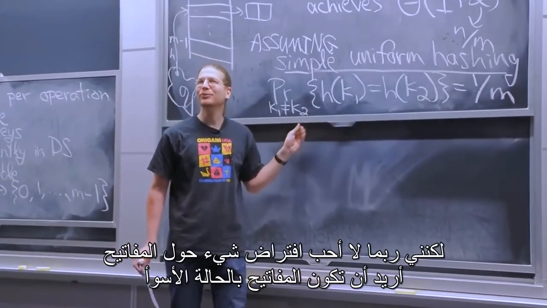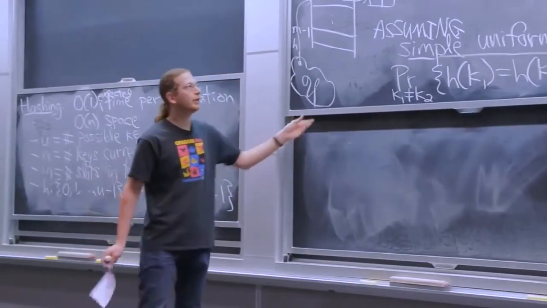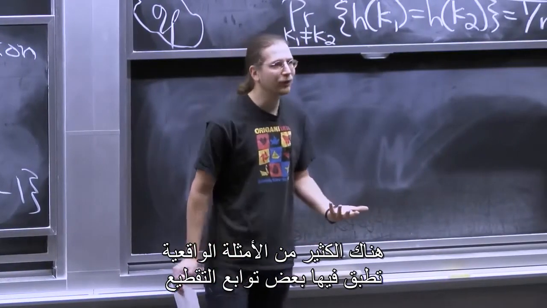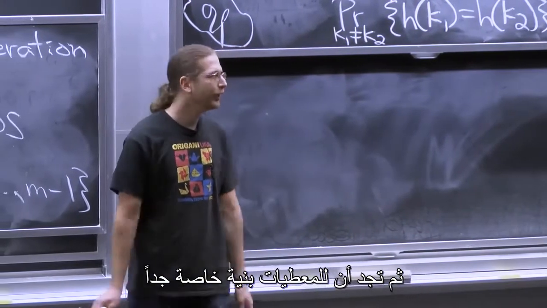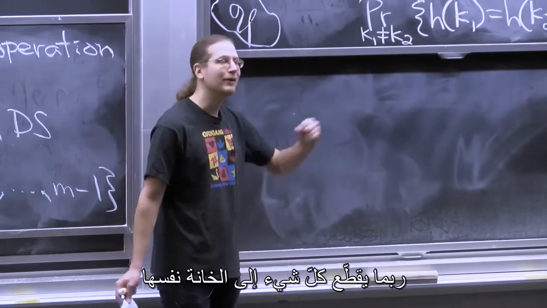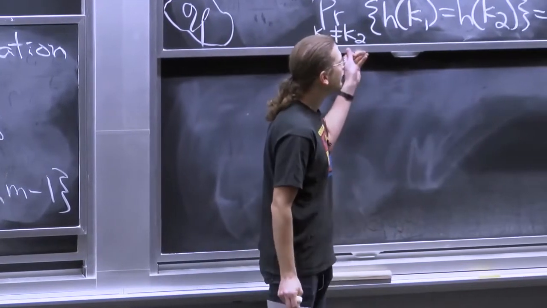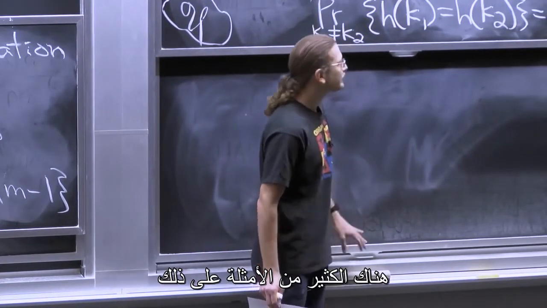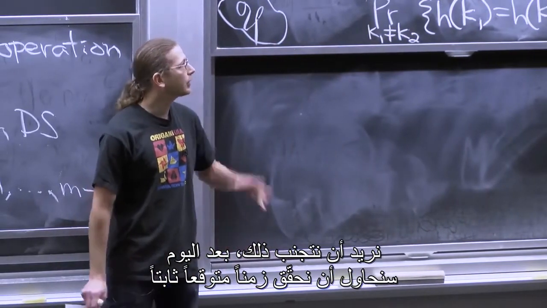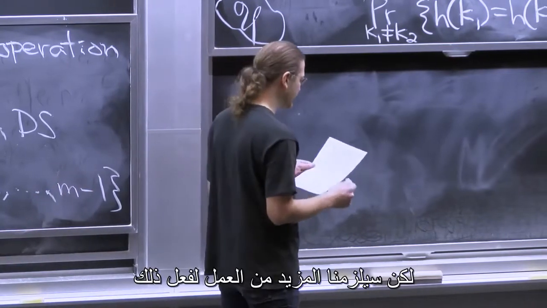But I don't like assuming anything about the keys. Maybe I want my keys to be worst case. There are lots of examples in the real world where you apply some hash function, and it turns out your data has some very particular structure. And if you choose a bad hash function, then your hash table gets really, really slow. Maybe everything hashes to the same slot. Lots of examples of that. We want to avoid that. After today, you will know how to achieve constant expected time no matter what your keys are, for worst case keys. Okay, but it's going to take some work to do that.